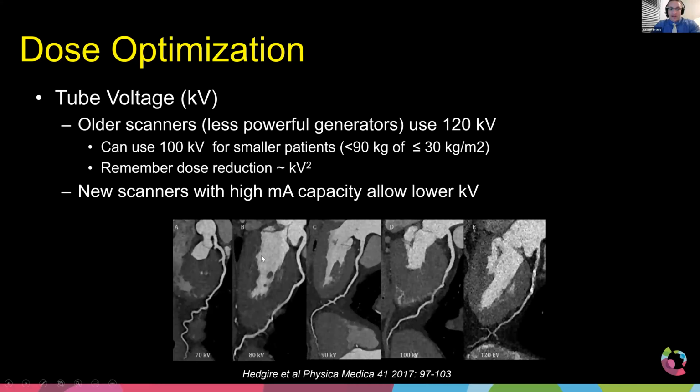And so you can get nice, clean images at the lower kVs. The contrast really just steps out, just kind of pops. And here you can see a 70 kV image compared to an 80, 90, 100, and 120 kV image.